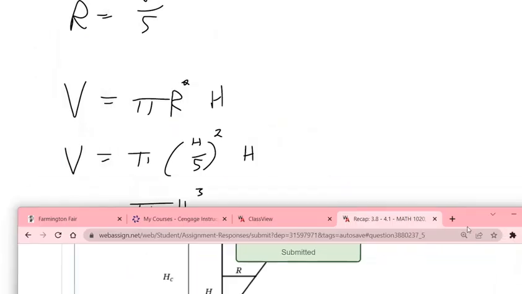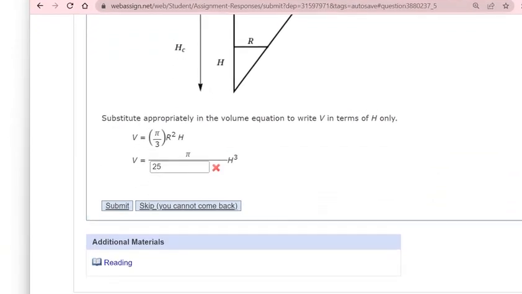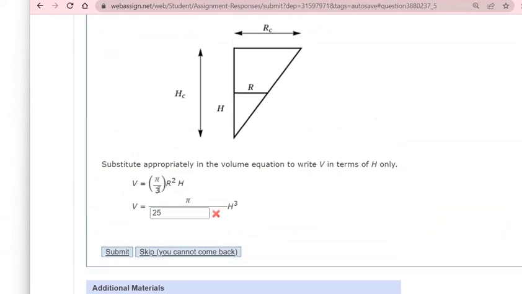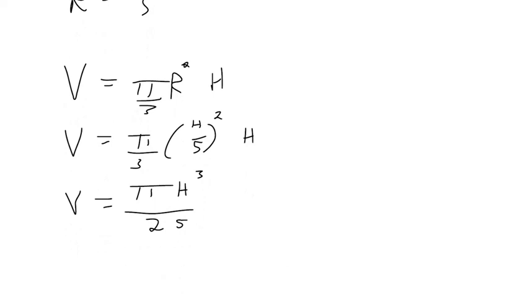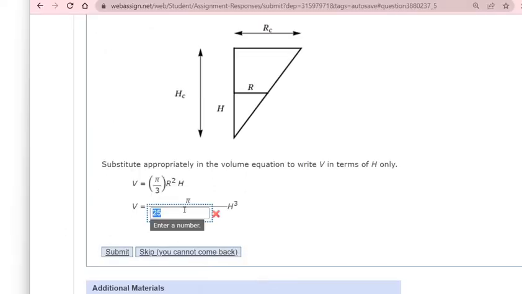Uh-oh, what did I do wrong? Oh, I forgot the 3. Shoot, sorry. This is the volume of a cone. Sorry, that's the volume of a right cylinder. Now it's the volume of a cone. I forgot to multiply this by 3, so that should be 75 here.